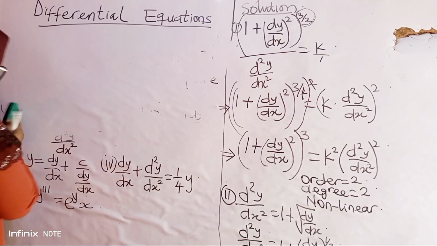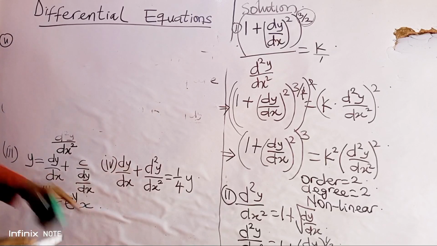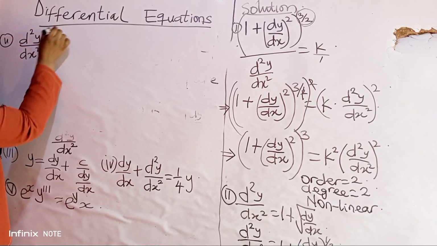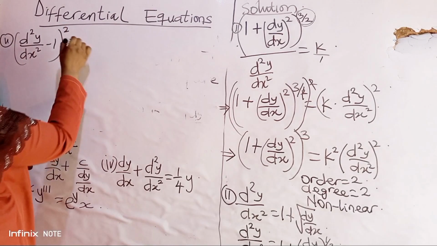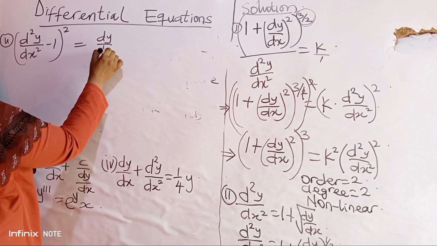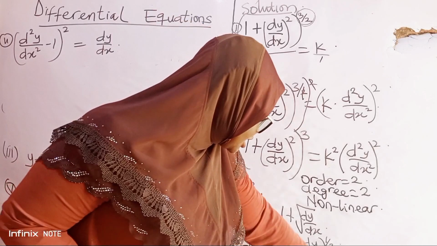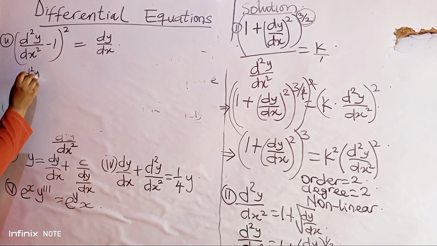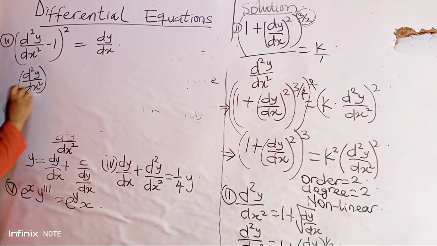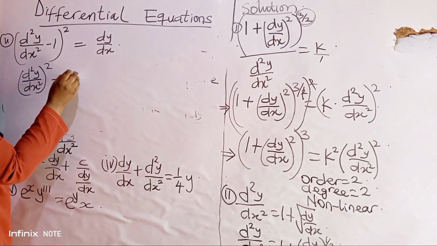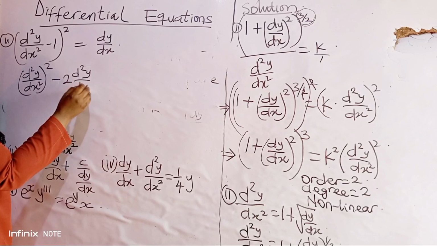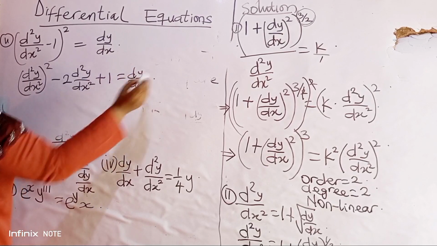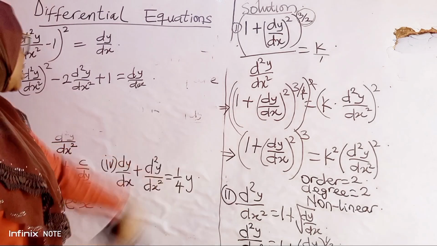If we square both sides, it's going to eliminate this root. So from here we have (d²y/dx² minus 1) all raised to the power of 2 equal to dy/dx. So we have eliminated the roots there. Let's expand this one. It will give us (d²y/dx²) squared, then minus 2 d²y/dx², then plus 1 is equal to dy/dx. So it's in polynomial form now.